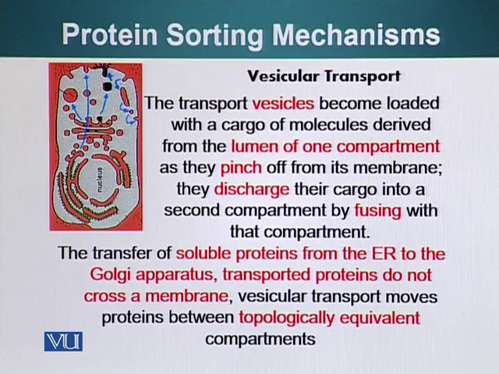In the transfer of soluble proteins from the ER to the Golgi apparatus, transported proteins do not cross a membrane. So in this vesicular transport, there is no protein, no entity which is going to cross a membrane. The protein is delivered in a package. That package fuses with the target organelle and empties its contents into the second organelle.